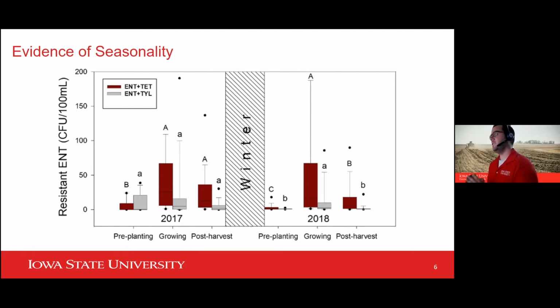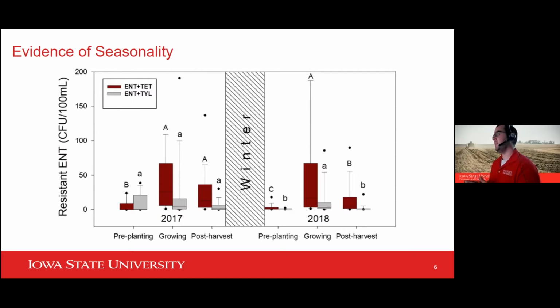So they broke the growing season up into 3 phases, either pre-planting, so early spring when maybe some manure application is occurring, that growing season, so shortly after manure application, and when more of our nutrient movement, more of our bacteria movement could potentially take place, right?